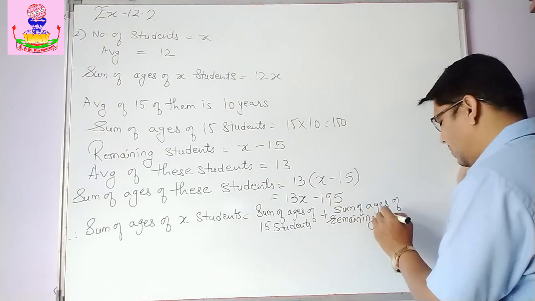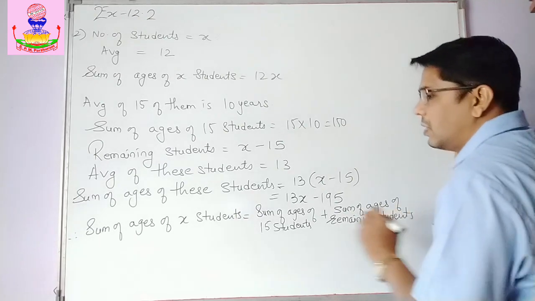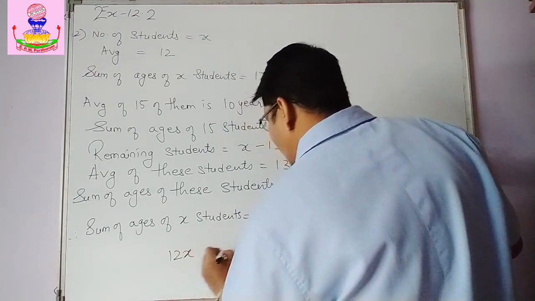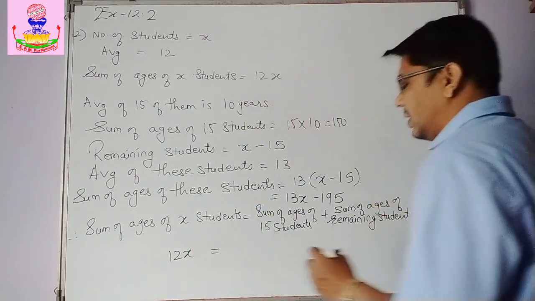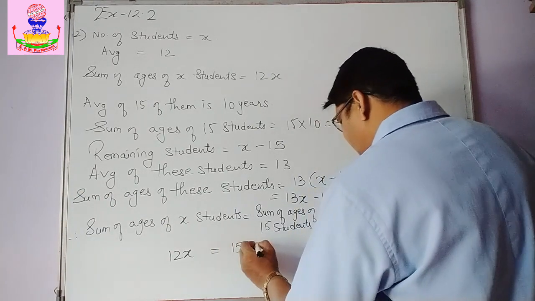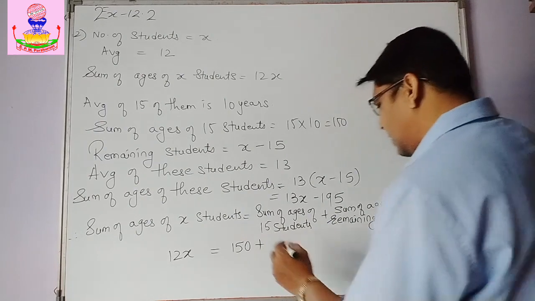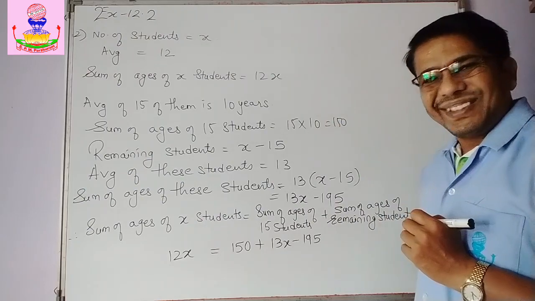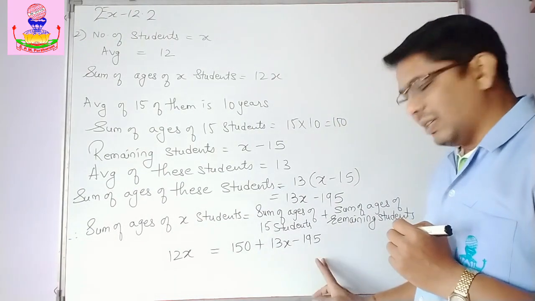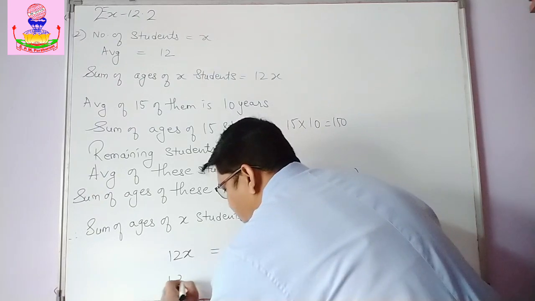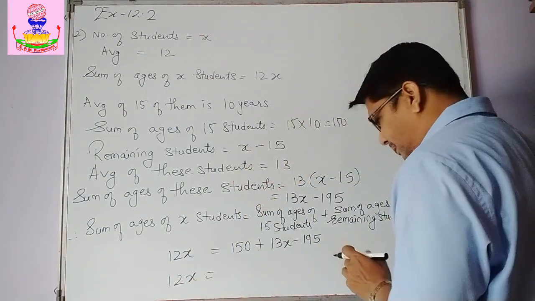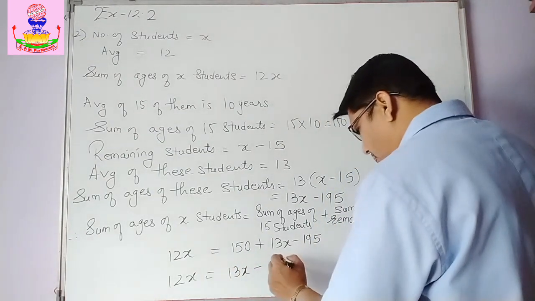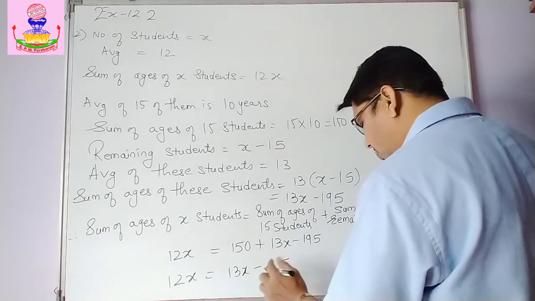Now, what is the sum of ages of x students? That is the total number of students, it is 12x. And the sum of ages of 15 students is 150, plus the sum of ages of the remaining students, that is 13x minus 195. Now, 150 minus 195. So 12x is equal to 13x minus 45.